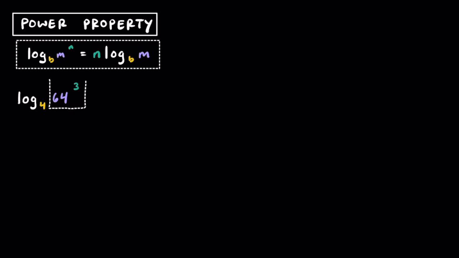Now, if you didn't know about the power property, you would take 64 and raise it to the 3rd power, and you would write log base 4 of 262,144. Since this big number can be rewritten as 4 to the 9th power, we can rewrite this as log base 4 of 4 to the 9th power. Now, using our inverse property, you could rewrite this and say this is equal to 9.